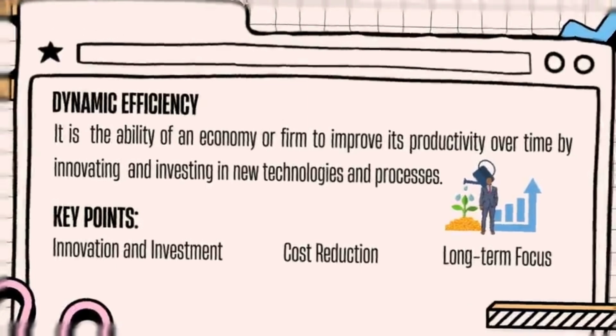For example, if a company will invest in new machinery, new machines, and the company trains its employees. So initially, at first, the company incurs a higher cost, but over time, these investments can lead to an increase of productivity and lower production costs. So that's it. Dynamic efficiency is all about how the economy or a business improves its productivity over time in the long run through innovation and investment.